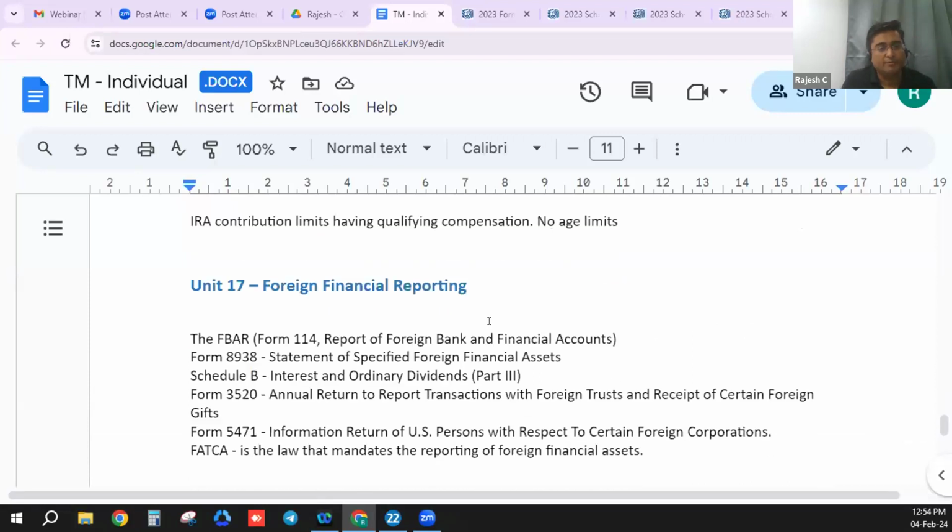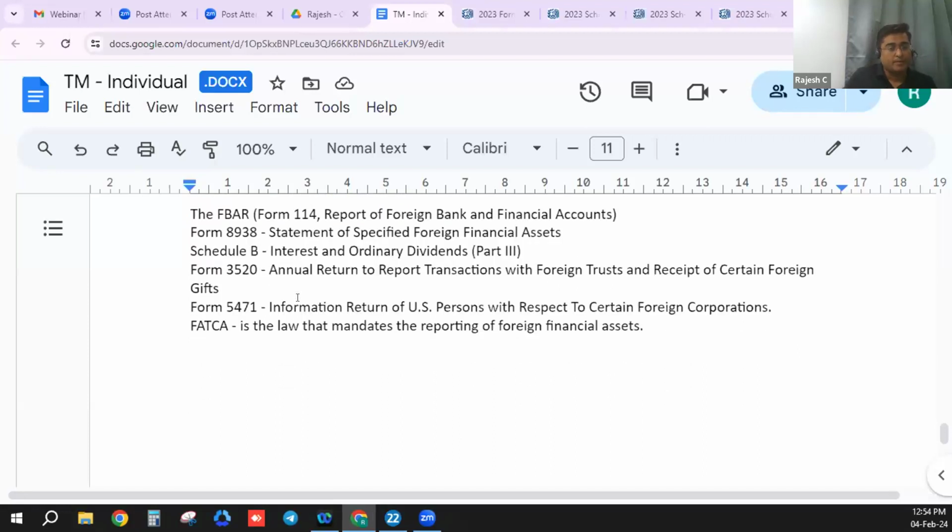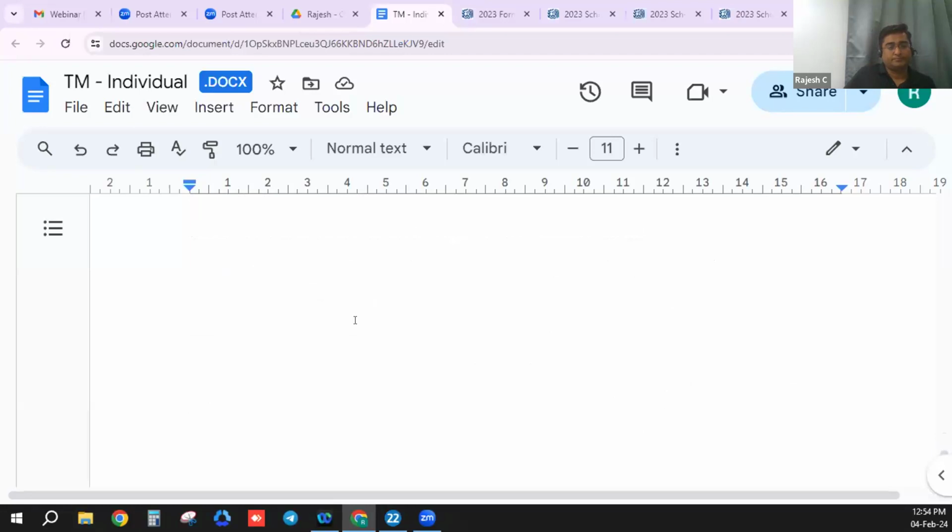And if you have any foreign financial reporting, like if you are a person outside the USA having some sort of income, that counts as foreign income. So that also we have to report, with the FBAR and different forms. If you have any assets outside the USA, then we also have to report them on this form. So there are different forms.